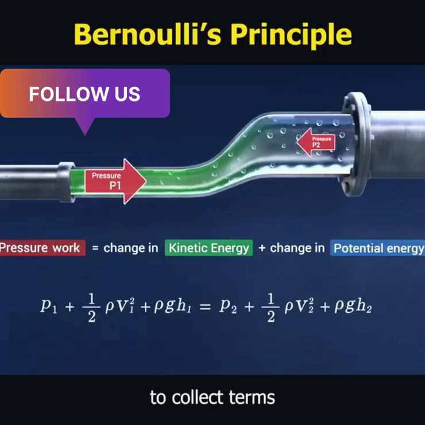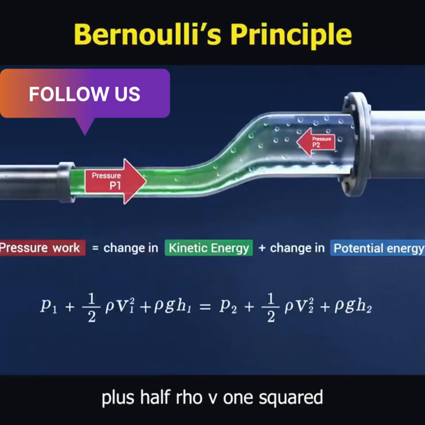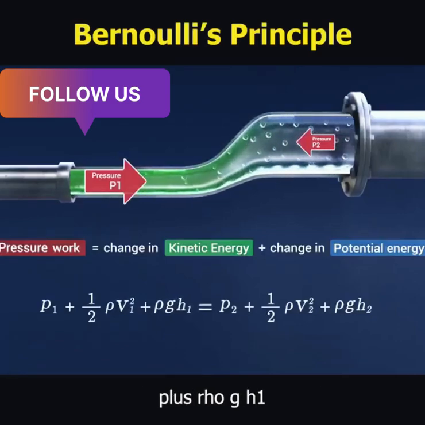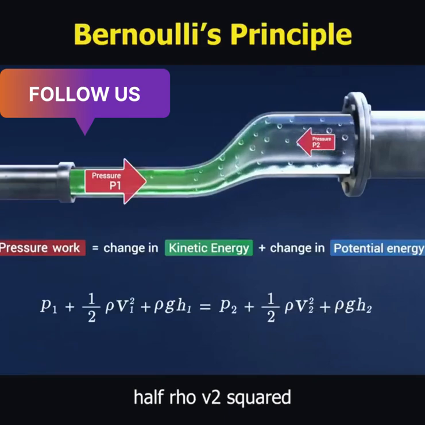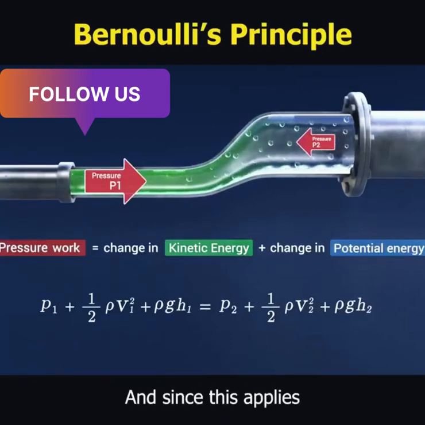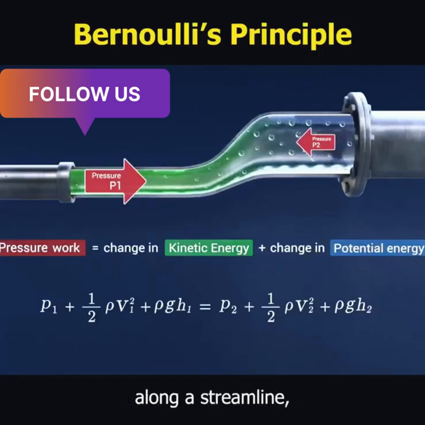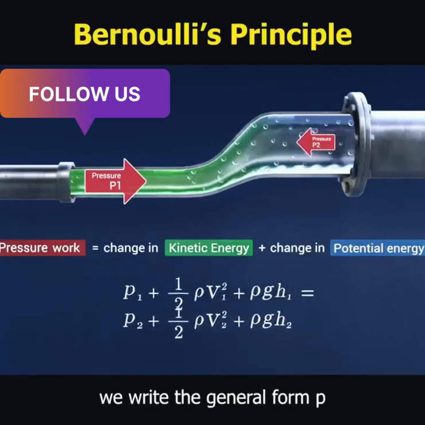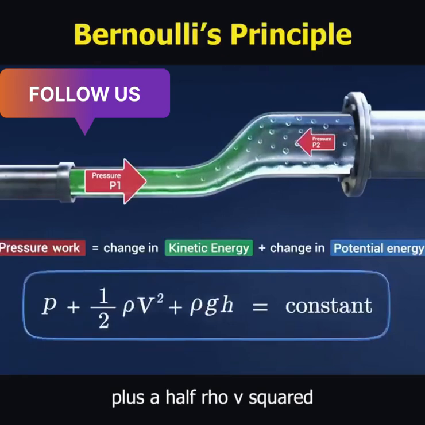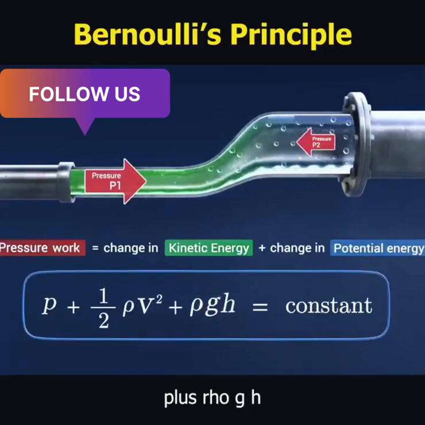Rearranging to collect terms at each point: P1 plus a half rho V1 squared plus rho g h1 equals P2 plus a half rho V2 squared plus rho g h2. And since this applies between any two points along a streamline, we write the general form: P plus a half rho V squared plus rho g h.